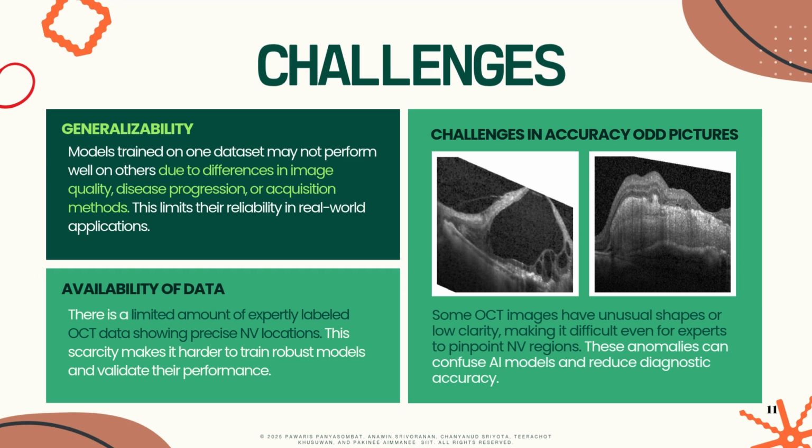And the second one is the availability of data. There is a lot of OCT data, but data with labeled NV locations is not. We need to label it ourselves, and we need to consult the doctor a lot. And the earlier-stage pictures can be inconsistent, which makes the model harder to train and label.